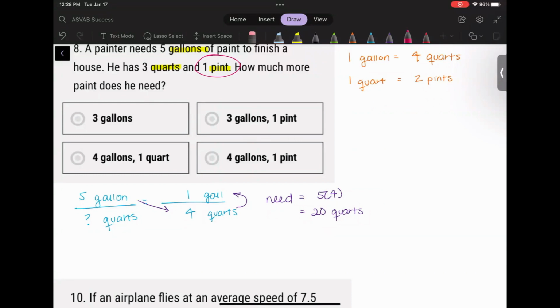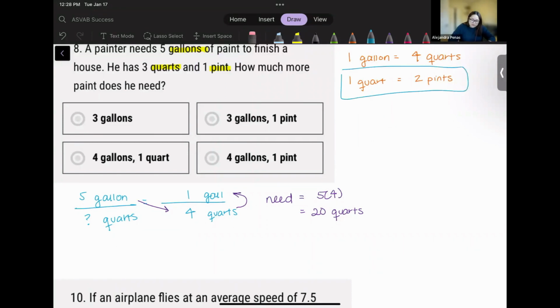Wait, hold on. Can you repeat that one more time? Yeah. Repeat the question. That's okay. We know this is true, right? Mhm. 1 quart, 2 pints. So 1 quart, 2 pints. If you only have 1 pint, how many quarts do you have?